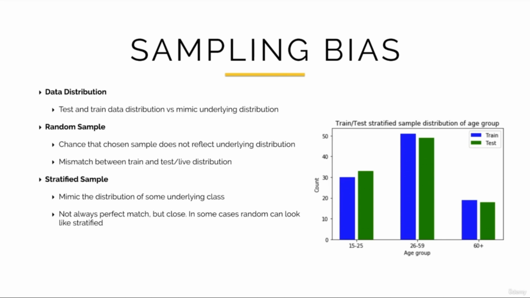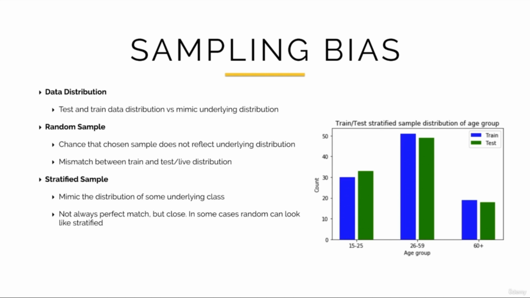And so we can see in the training and the testing, which is again shown in blue and in green, that the distributions are now much more similar. Now, it's not always going to be a perfect match, and in some cases, the random sample can actually look like a stratified sample, like we have. This is the stratified sample that we see here. So sometimes when you're randomly choosing groups, it will look like this, but you're not guaranteed.